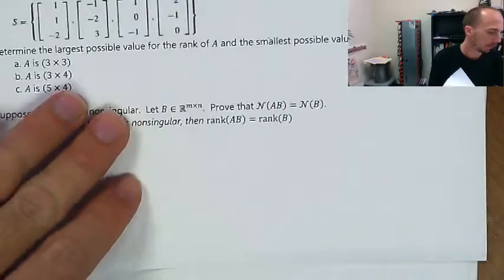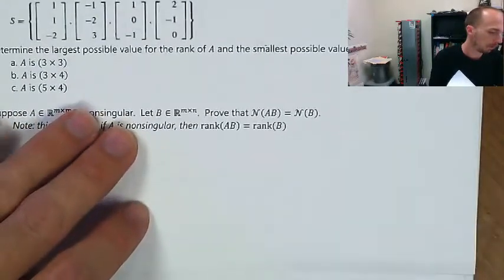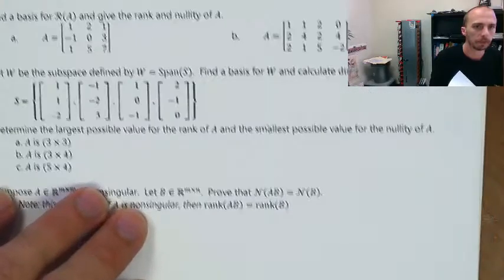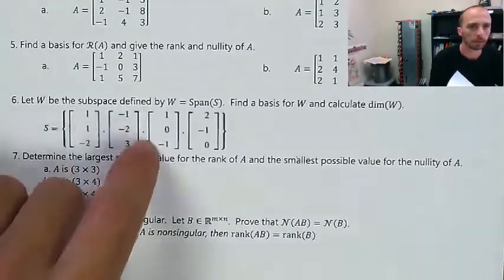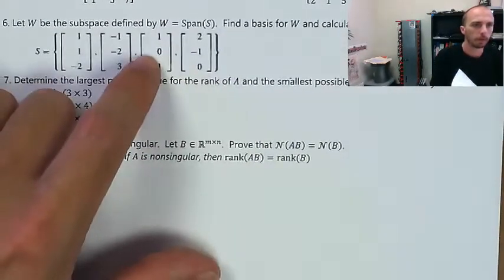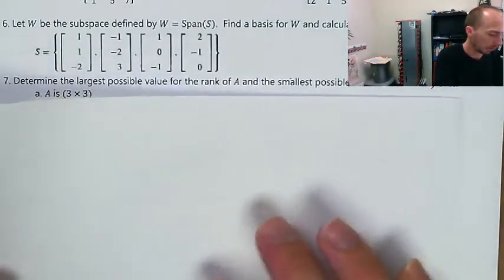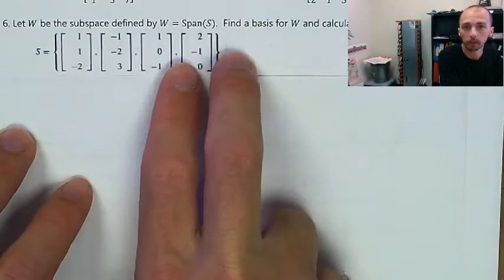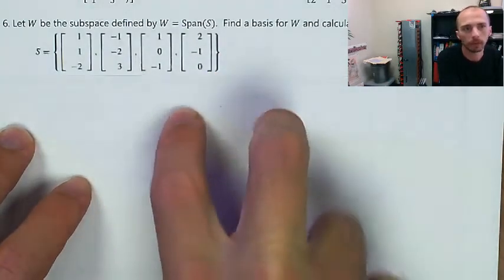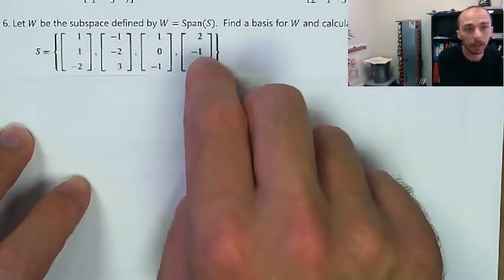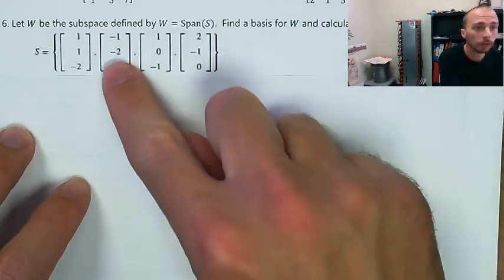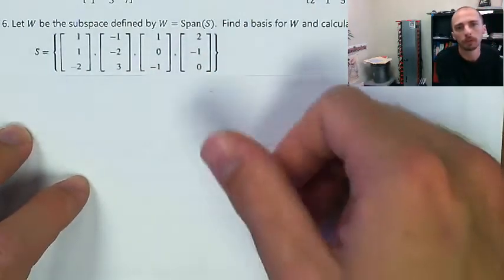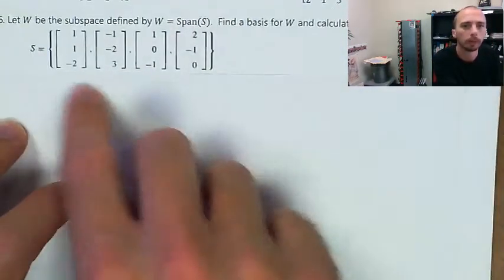Define the subspace W equals span of S. Find a basis for W and calculate its dimension. That's number 6. So what I'm going to do for this one is range trick number 1 on this set. I'm going to row reduce. I'm going to turn it into a matrix to find the ways that I can linearly combine these and get the 0 vector, which I know there's going to be non-trivial ways because there's 4 3-dimensional vectors, so I can always solve for one in terms of the others.